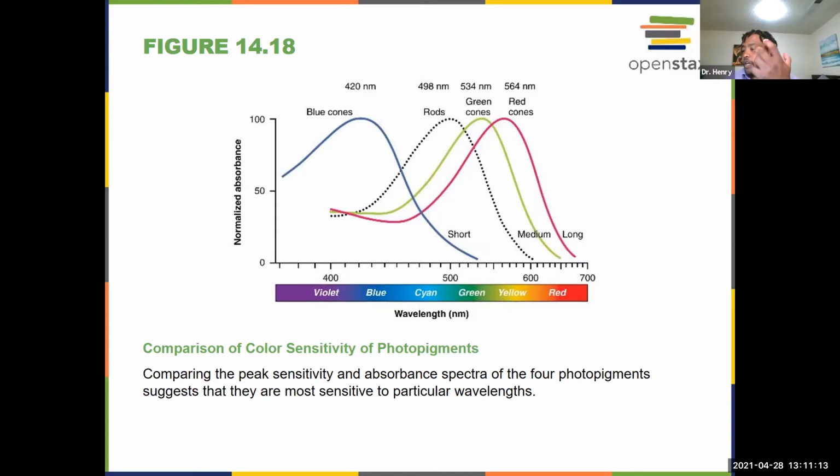And so these are going to be in our cones, right? You have cones that are dedicated to recognizing that particular wavelength of light.